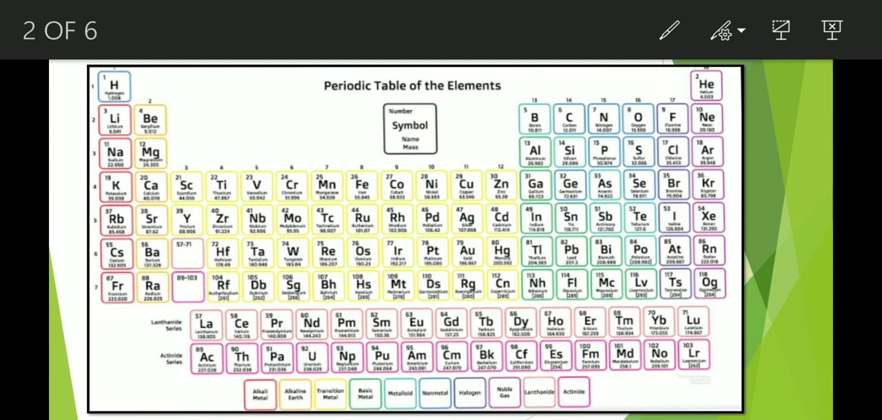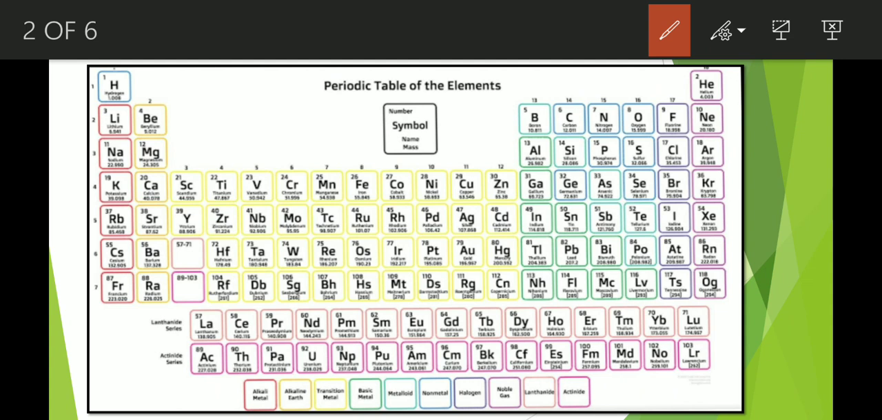Now, this is a picture of the periodic table. Previously, Mendeleev arranged all these elements in the periodic table on the basis of their increasing atomic weights. But later on, Moseley modified Mendeleev's periodic table and arranged all these elements on the basis of their increasing atomic numbers. That means the elements were previously arranged in increasing order of atomic weights, and later in increasing order of atomic numbers.